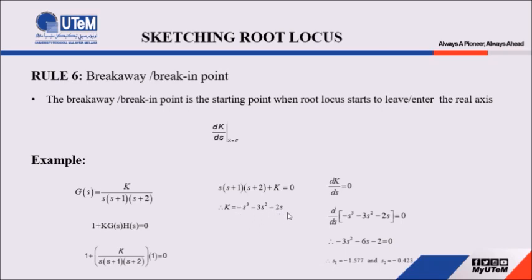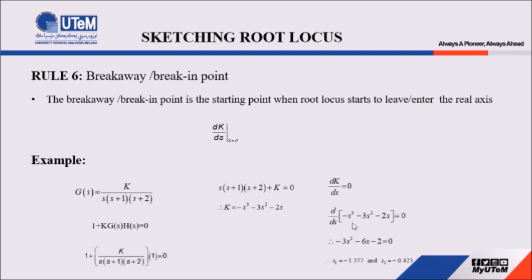Okay, after we get this value of k, we use this formula and differentiate k. So dk over ds equals 0. We put k into this equation and solve this differential equation, so we get negative 3s squared minus 6s minus 2 equal to 0.